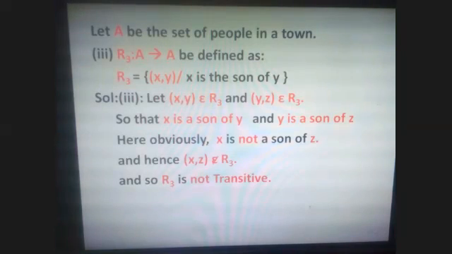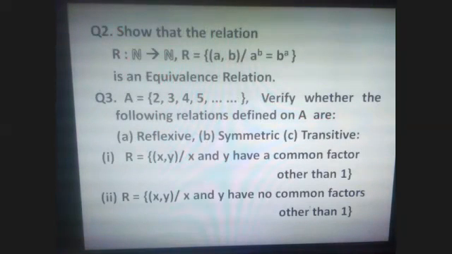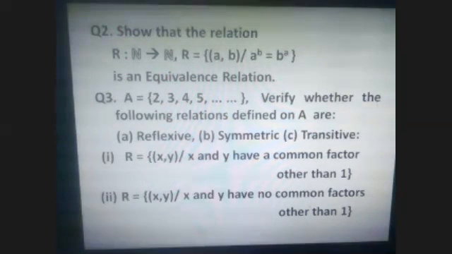So, are you clear about what reflexivity, symmetry, and transitivity are? We have taken a few examples. Now I'm giving you two questions. One, show that the relation R from N to N, where N is the set of natural numbers, R equal to the set of (A, B) where A raised to B equals B raised to A, is an equivalence relation. You have to show it is reflexive, symmetric, and transitive. Be ready with the answers.